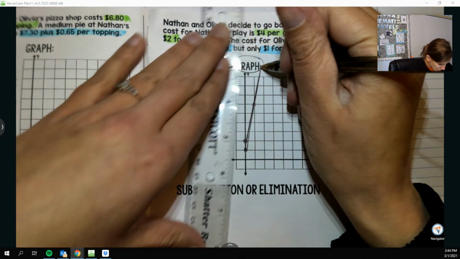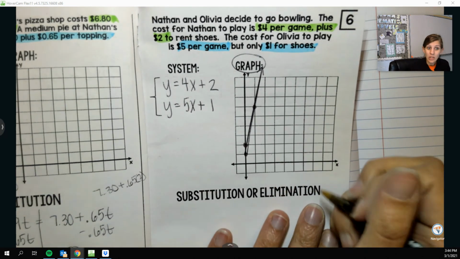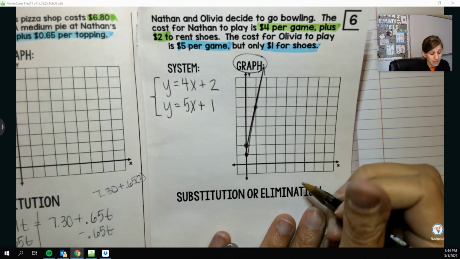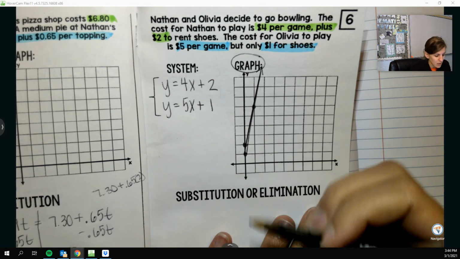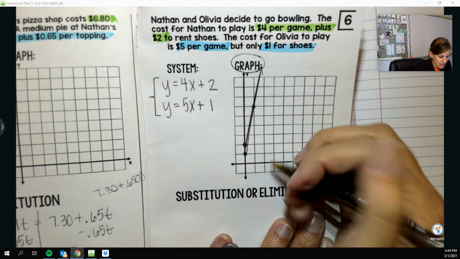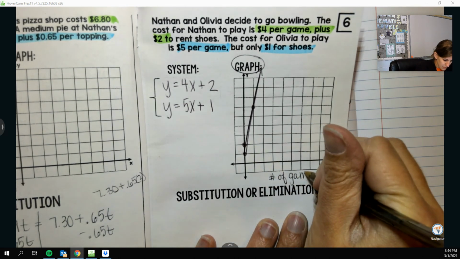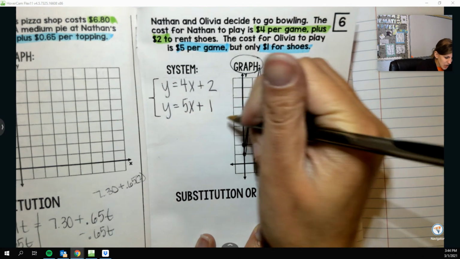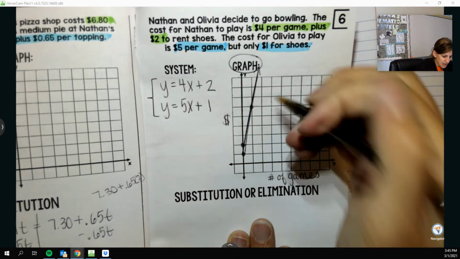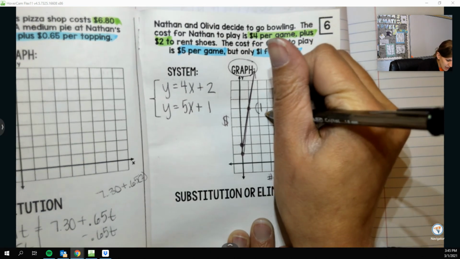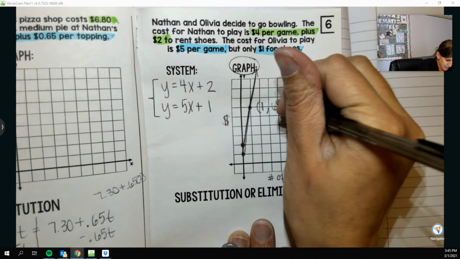Now, guys, I probably should have mentioned this on the last one. Gosh, those are close together because their slopes are super the same. We do want to think about what our x and our y mean. I kind of talked about it there with the toppings. But for this one, x is talking about the number of games, and then the y is talking about how much it costs. So right here where they meet, which is at 1, 1, 2, 3, 4, 5, 6.